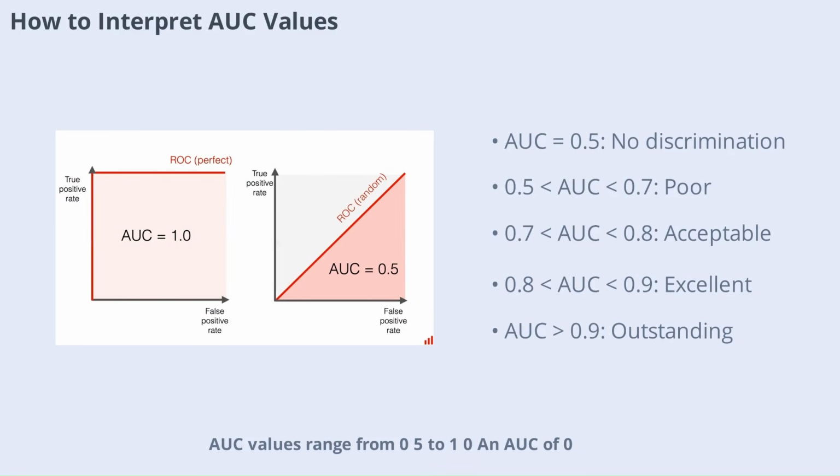AUC values range from 0.5 to 1. An AUC of 0.5 means the model has no discriminatory power, it's no better than flipping a coin. An AUC of 1 represents perfect classification, where the model always ranks positives higher than negatives. In practice, AUC values between 0.7 and 0.8 are considered acceptable, 0.8 to 0.9 are excellent, and above 0.9 are outstanding. This scale helps you quickly assess and compare different models.